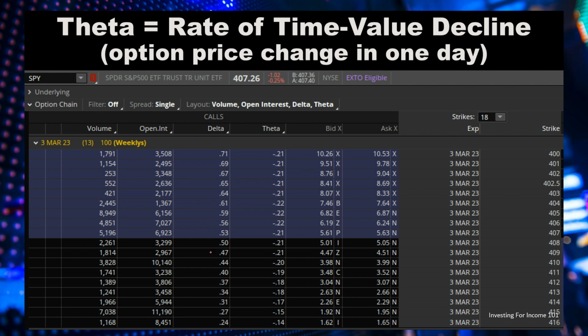So if I want to formalize it, I would use the option Greek called theta. And theta is just the rate of time value decline. Theta is provided by most trading platforms. So essentially here is a screenshot of SPY a couple weeks ago. And you can see that for the March 3rd expiration, strike price at 407, theta was 21 cents. For the out of the money options, theta was smaller, like 14 cents. And for the in the money, roughly the same, 21, 22 cents.